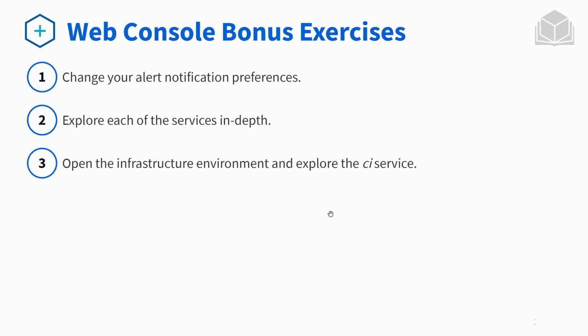Some bonus exercises. Change our alert notification preferences. Take a look at the services in depth. Open the infrastructure environment to take a look at the CI service. So that wraps up this exercise. Next, we're going to be taking a look at how we can customize more of the services through GitHub.